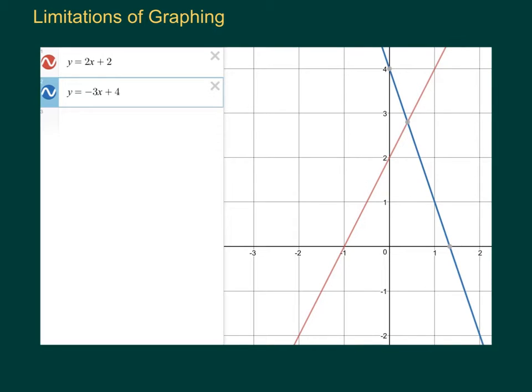In closing, I just want to point out one of the limitations of graphing. Here we have a system of equations, again using Desmos. The red line is y equals 2x plus 2. The blue line, y equals negative 3x plus 4. And we can see that these two lines do intersect. It's a consistent, independent system. But they intersect here. And what's a pain about that is that it's between 0 and 1 on the x-axis and between 2 and 3 on the y-axis.